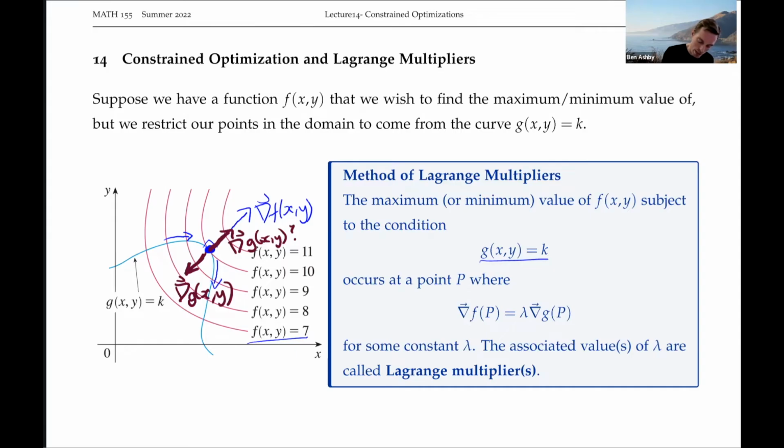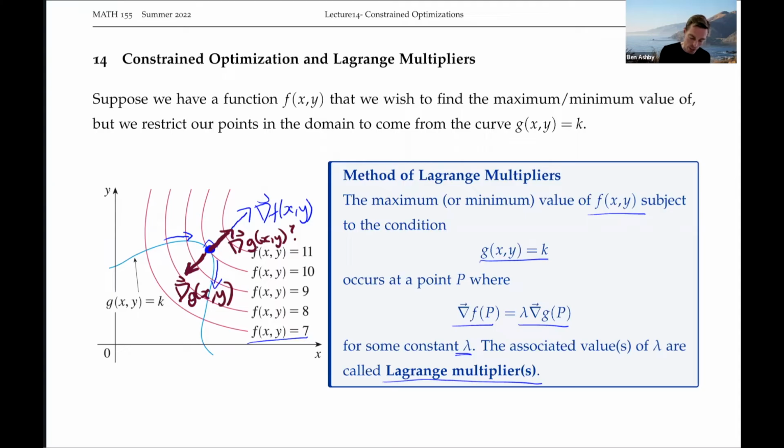If we have a function f of x, y subject to the condition g of x, y is equal to k, then we can say that the grad of f at a point p is equal to lambda times the grad of g at that point p, for some constant lambda. So this lambda could be positive or negative. If it's positive, then grad of g and grad of f are pointing in the same direction. If lambda is negative, then they are pointing in opposite directions. And these values of lambda are called Lagrange multipliers.